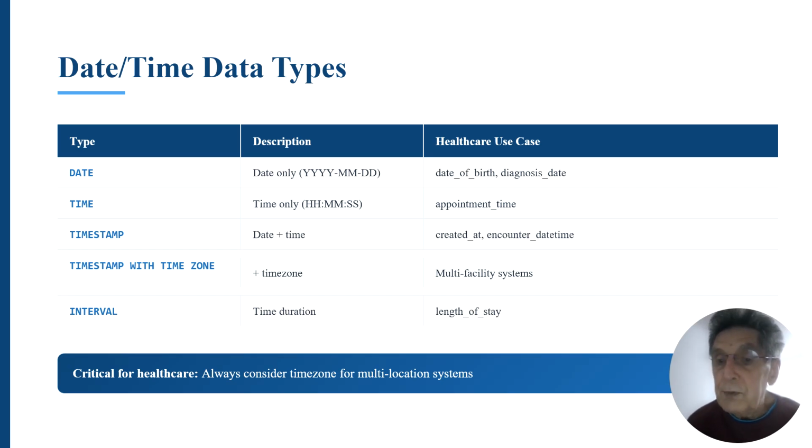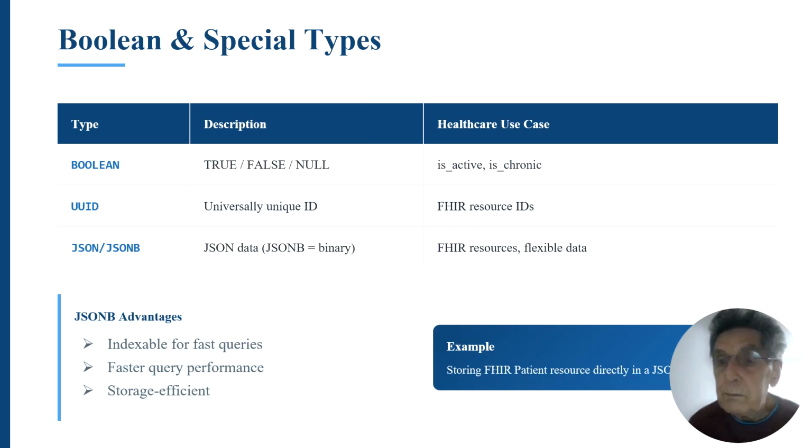Interval is duration, like 3 days or 2 hours. This is useful for lengths of stay or time to treatment. Critical considerations for any system spanning multiple time zones or regions: use timestamp Z, Z for the zone. A patient transferred from the East Coast to the West Coast shouldn't have timeline confusions. The real-world impact: medication timing errors have caused patient deaths. Get your timestamps right.